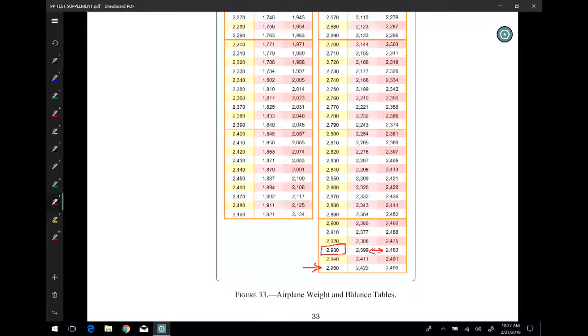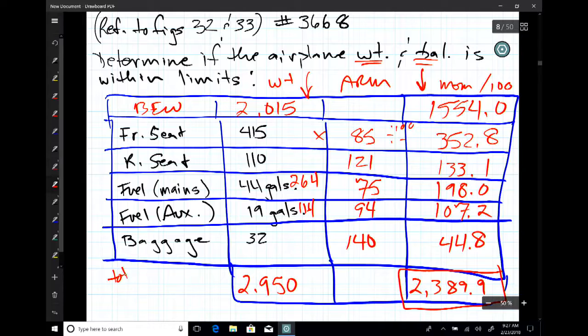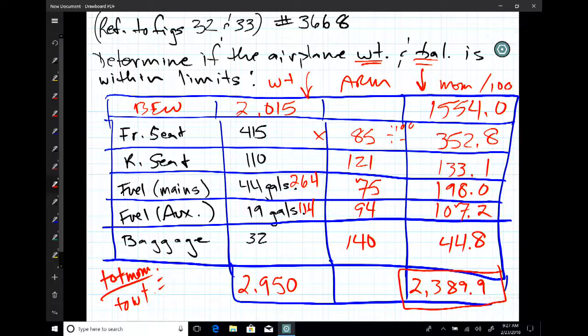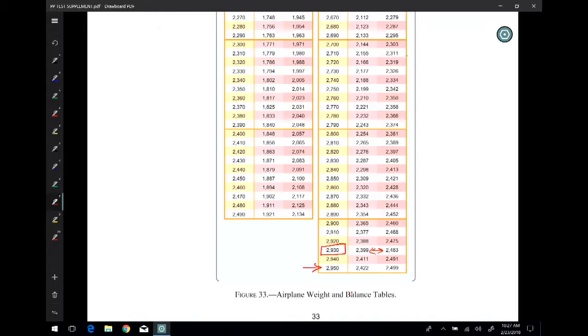So let's do the actual math here. And remember, we want to do our total weight divided by, I'm sorry, I'm doing this wrong. I was trying to do this fast. Total moment divided by our total weight. What do we get? So if you take your total moment of 238,990 divided by 2,950, what do you get? 81.0. So let's look at this.